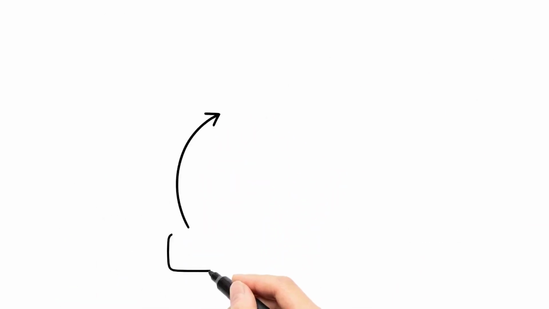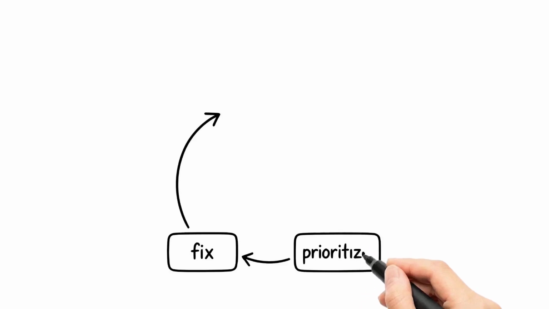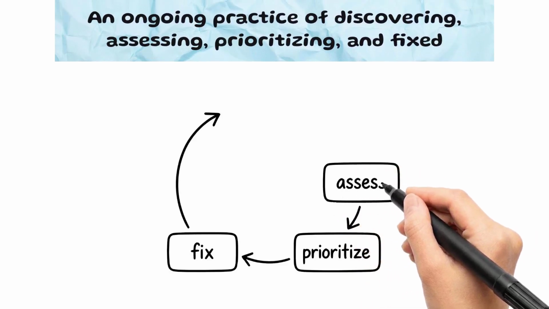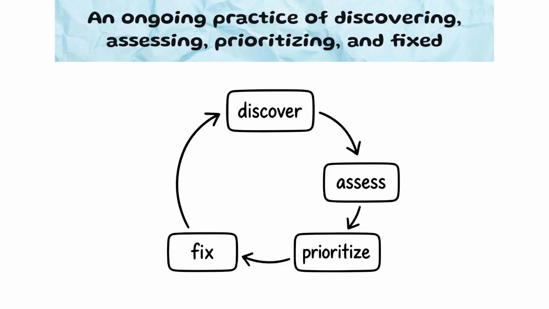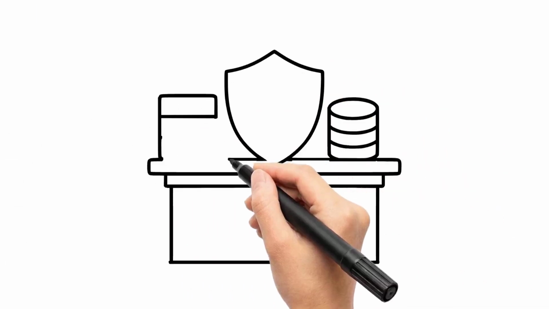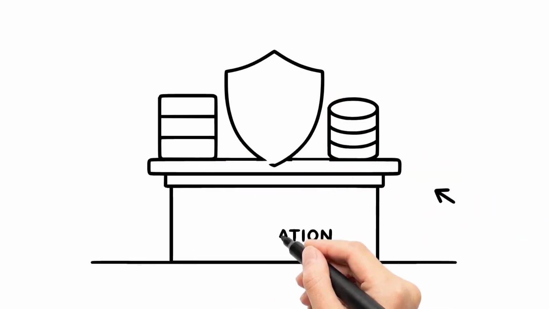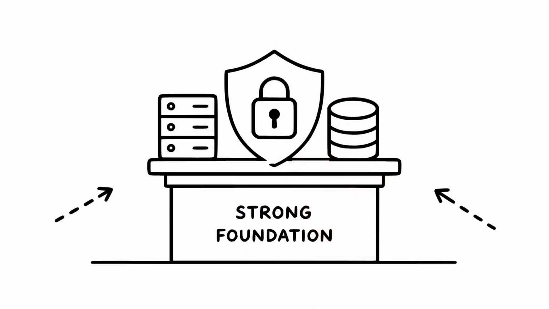Let's wrap this into one clear idea. Vulnerability management is not a one-time project. It's an ongoing practice of discovering, assessing, prioritizing, and fixing. When done well, it reduces attack surfaces, minimizes breaches, and builds resilience. It's the invisible foundation of trust in every digital operation.